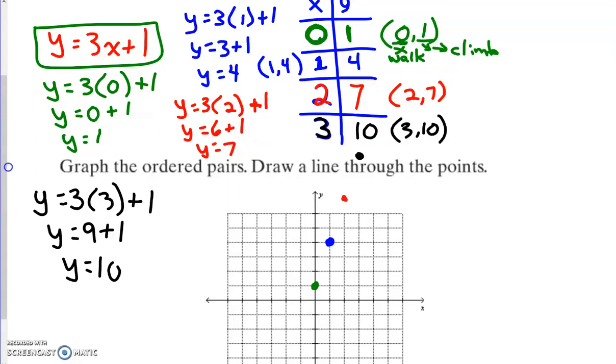The next thing we need to do is grab a straight edge. So you might use the edge of a book or a ruler. I happen to have a straight edge tool up here. And I want to connect all my dots.